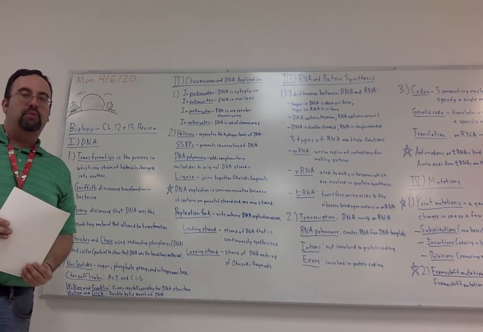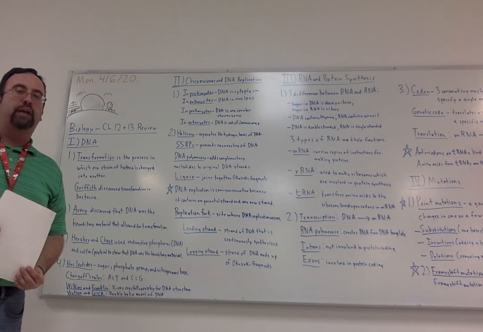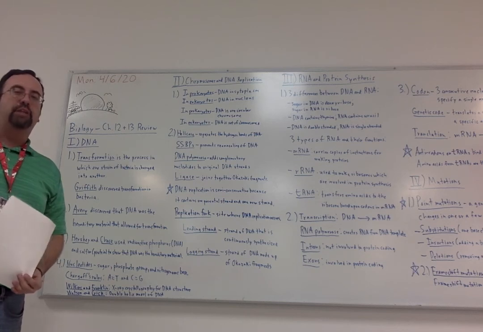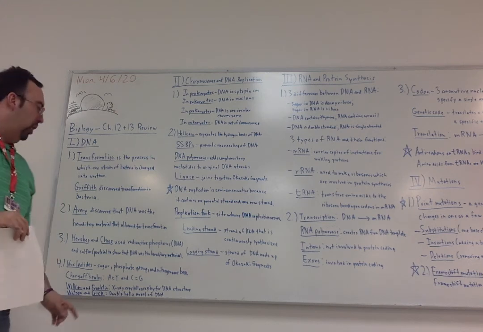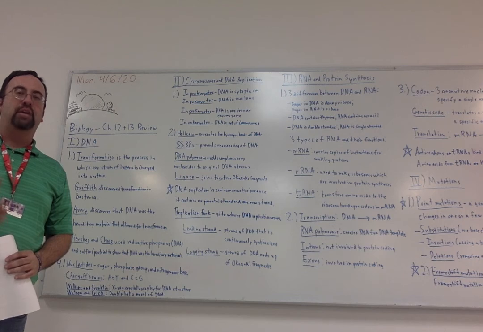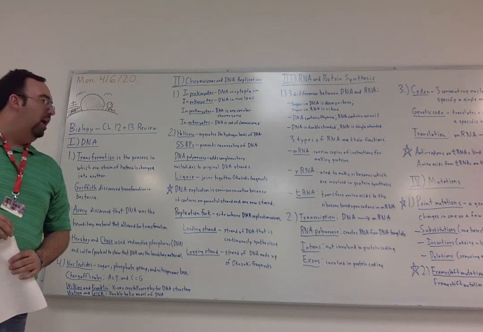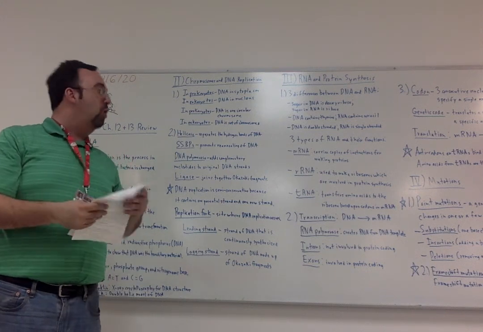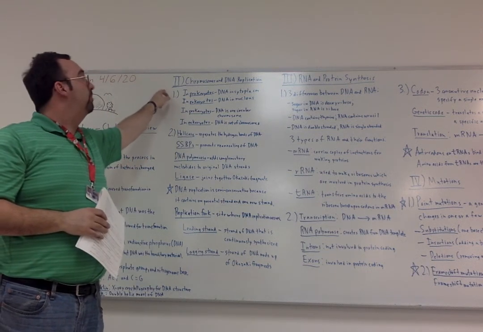Wilkins and Franklin were British scientists who both used X-ray crystallography to determine what the DNA structure is. Based upon the pictures that they took, Watson and Crick developed what is now the famous double helix model of DNA. All right, moving on, we're going to now look at chromosomes and DNA replication.